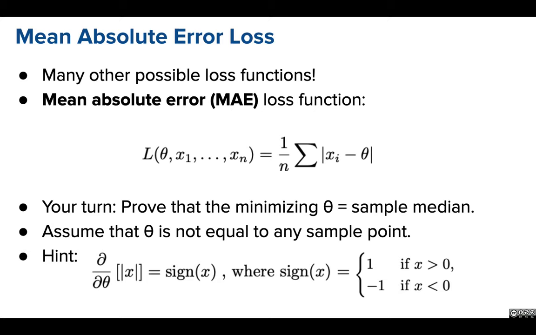So why am I making you go through all this work? It's because you should be able to find the minimizing theta for various loss functions. I can replace this absolute value here with something different. I can replace it with, say, x minus theta to the 4th power, or with ln of the absolute value of x minus theta. I can do all sorts of different things with this loss function, and you should be able to find the minimizing theta for various different loss functions.